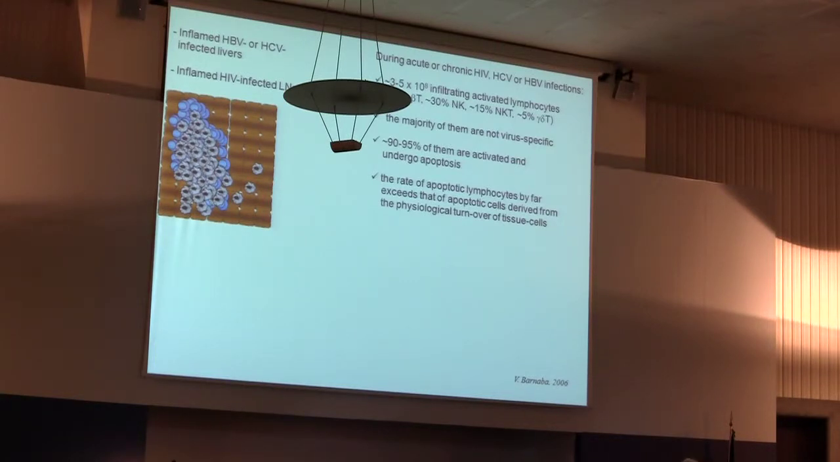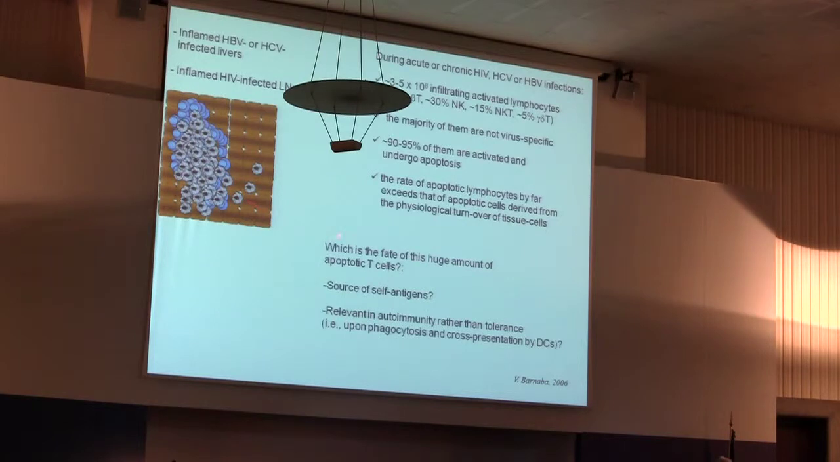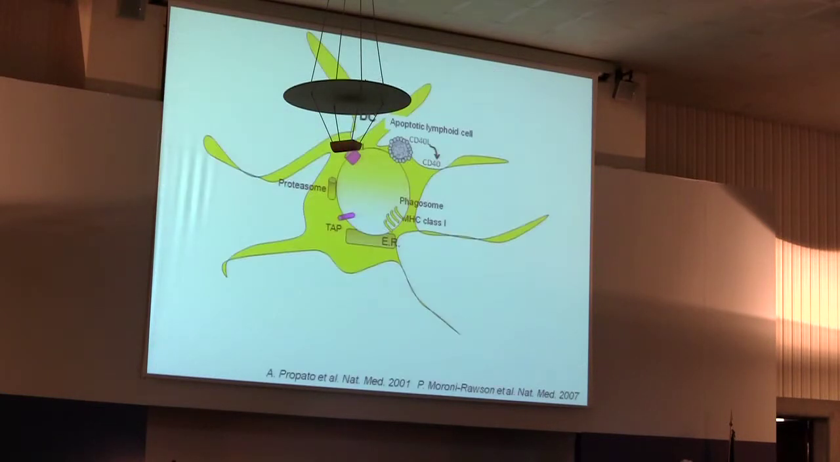And attention, the rate of apoptotic lymphocytes by far exceeds that of apoptotic cells derived from the physiological turnover of tissue cells. At this point, the important question is, what is the fate of this huge amount of apoptotic T cells? Can they become a source of self-antigens that are relevant in autoimmunity rather than tolerance, particularly upon phagocytosis and cross-presentation by the dendritic cells?